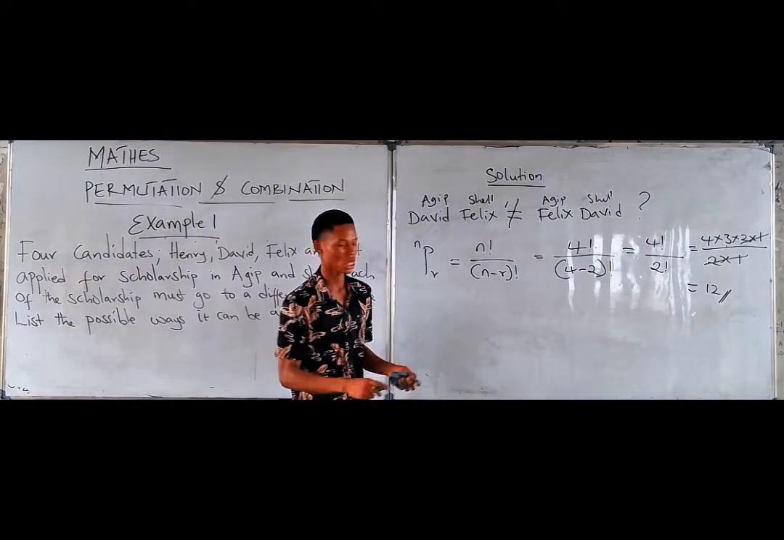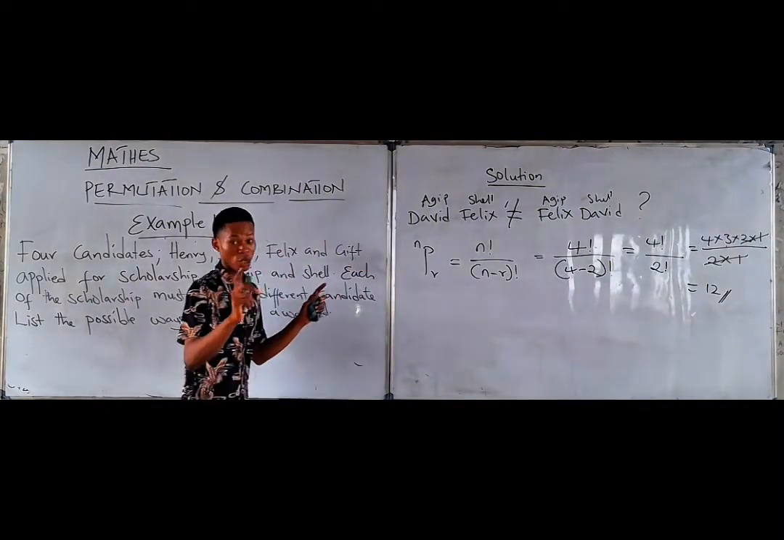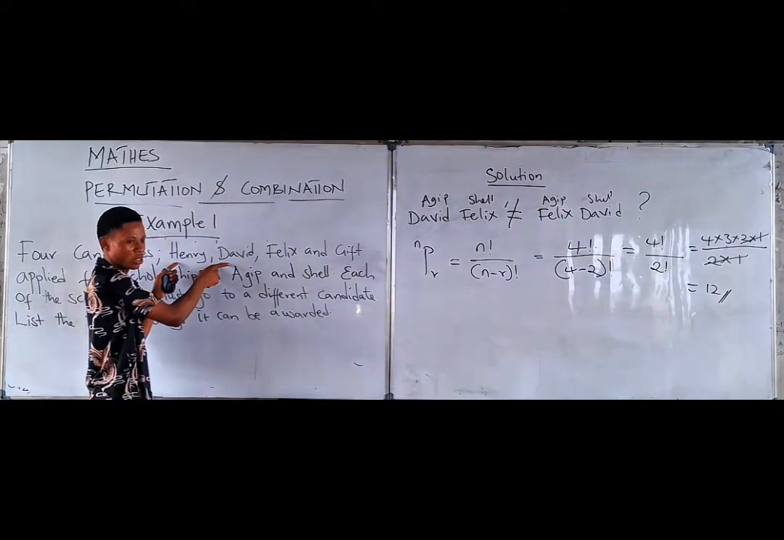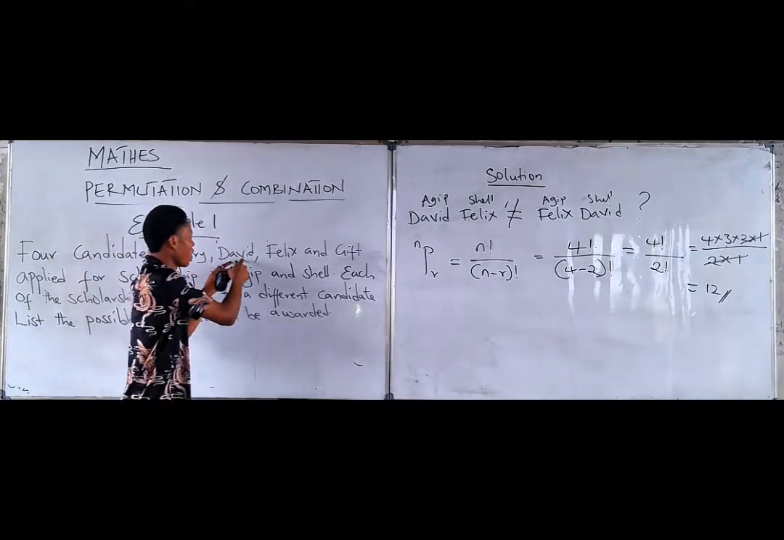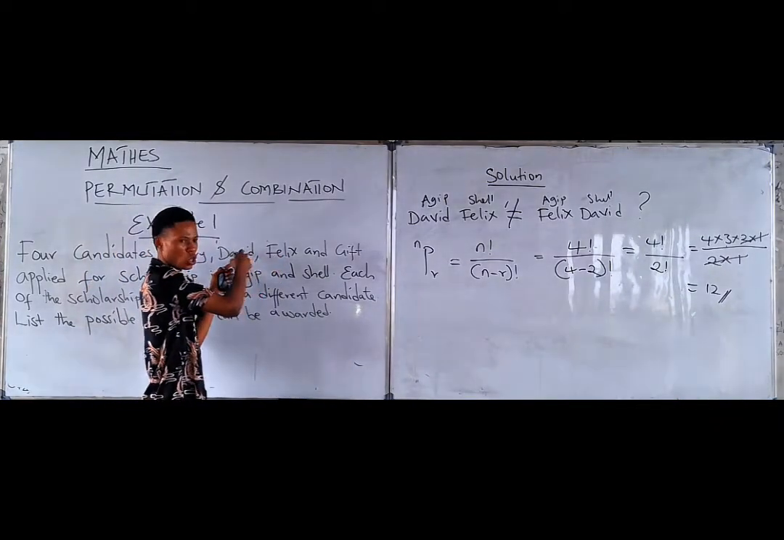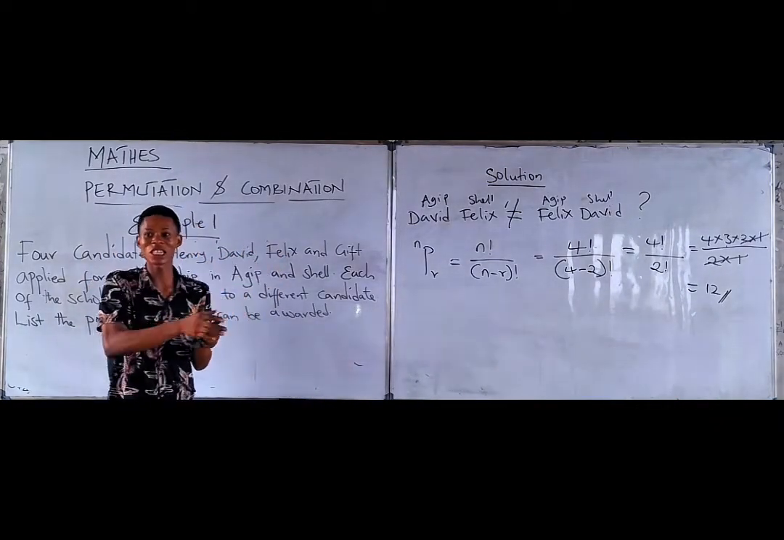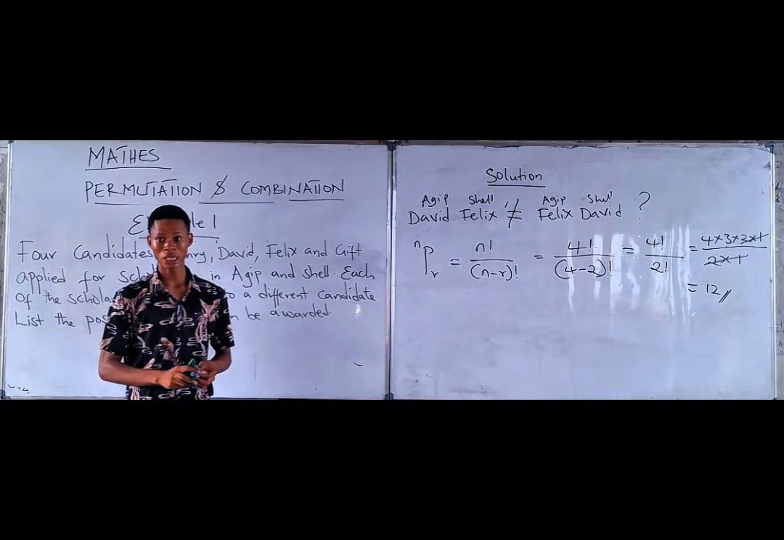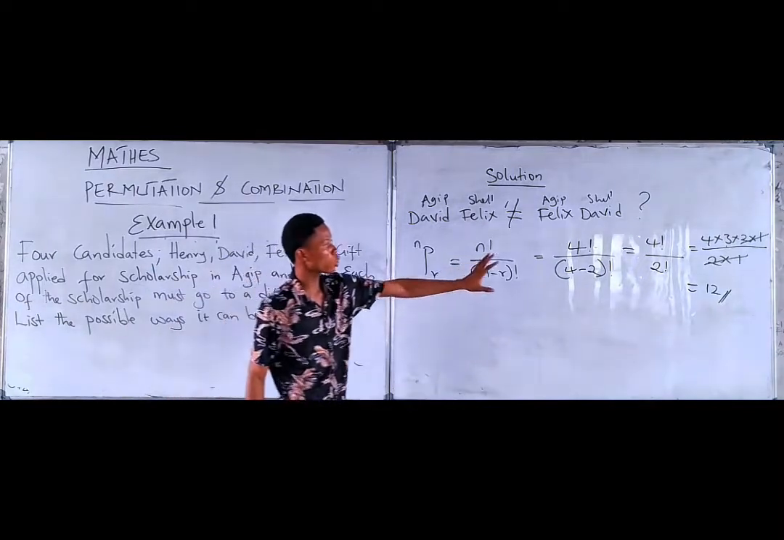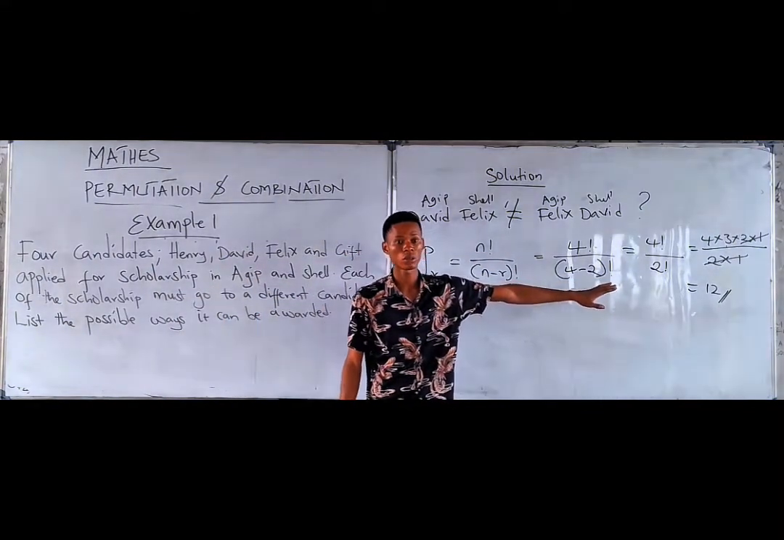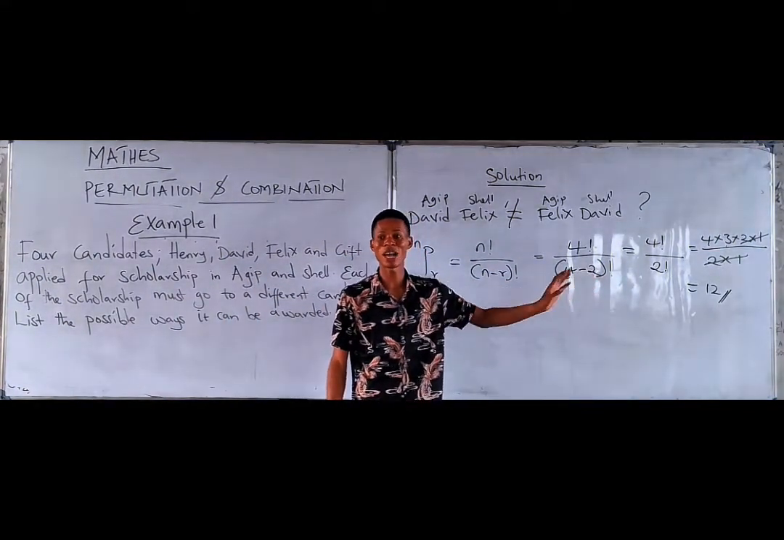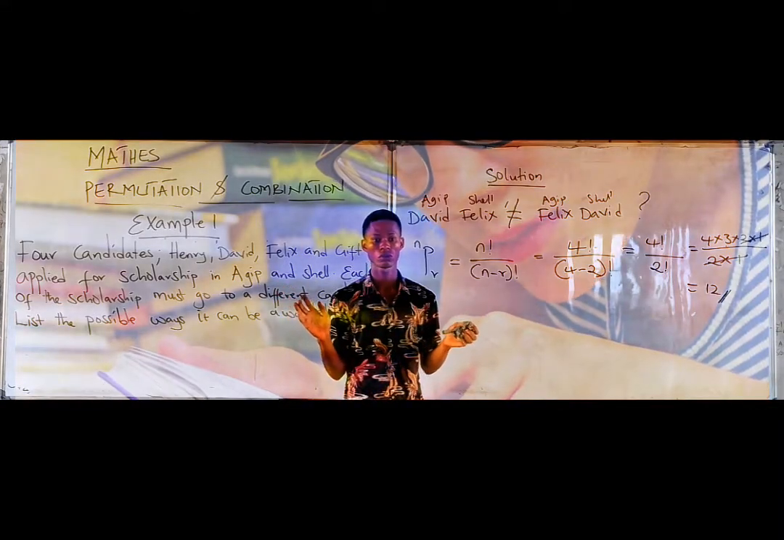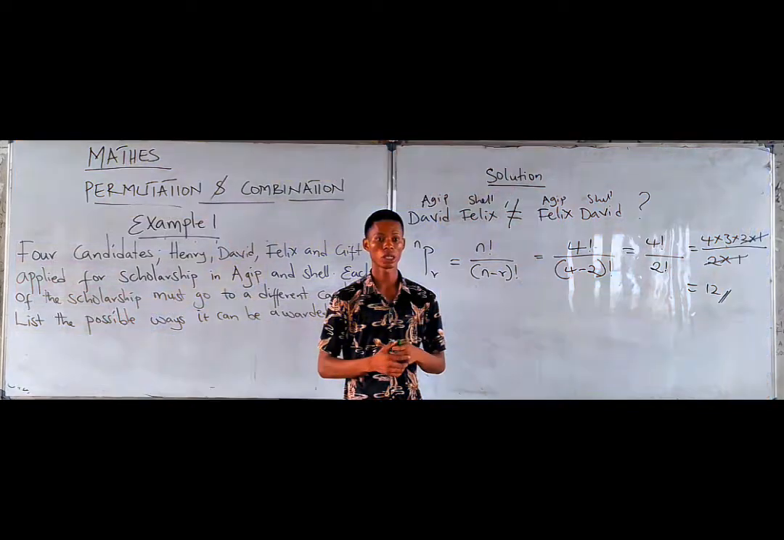In 12 ways. What that means is Henry to David, David to Henry, David to Felix, Felix to David. You can arrange these things in 12 different ways. That is what it means. Do you understand that? So the answer to this question is 12 different ways. The scholarship can be awarded in 12 different ways. You are done. Any question on that?